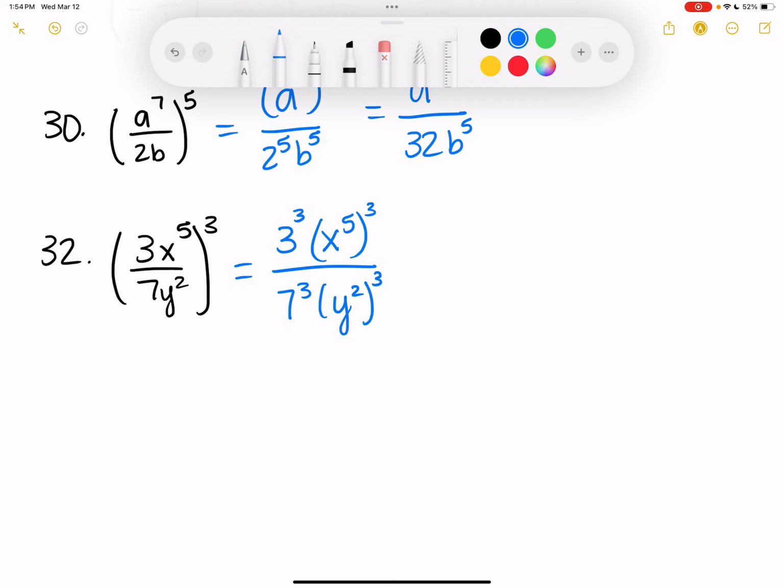So what is 3 cubed? 27. What is x to the 5th cubed? x to the 15th. What is 7 cubed? That's not what I asked for. Over 7 cubed is 343. What's y squared cubed? y to the 6th. Yep, we multiply, so y to the 6th.